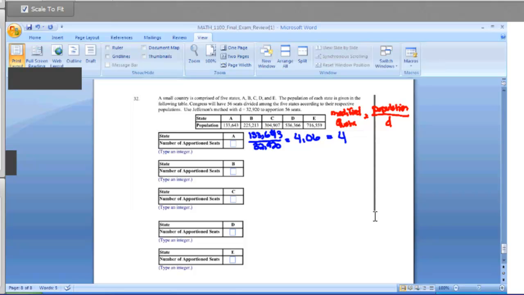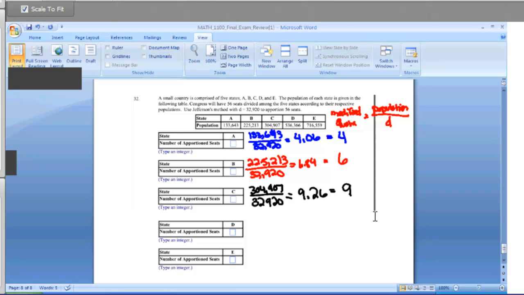For B, the population of 225,213, divide that by the D, or the modified divisor, of 32,920. That's going to give us 6.84. Drop off the decimal, so 6 seats for state B. For state C, 304,907 divided by the modified divisor, so the 32,920. That gives us 9.26. Drop off the decimal, so just 9 seats.